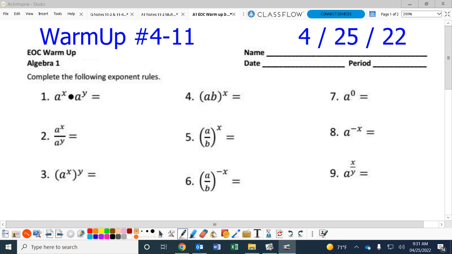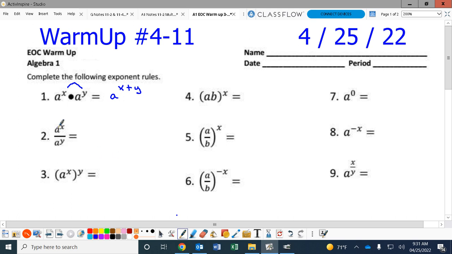Okay, guys, today we are going to review exponent rules for our warm-up for 11. So we're going to go through this quickly and see what it is that you have questions about. Guys, when you multiply like bases, what do you do with the exponents? Add them. So it'd be x plus y. When you multiply like bases, you add their exponents.